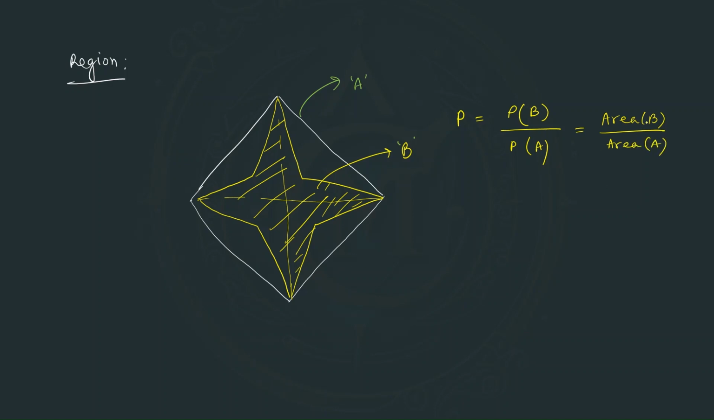Now, what is the area of B? Area of A we can simply determine because this side length here is 2 root 2. So area of A can be written as 2 root 2 whole square. That is not the problem. But the area of B is what we have to find. So let's discuss this single region here again in detail.